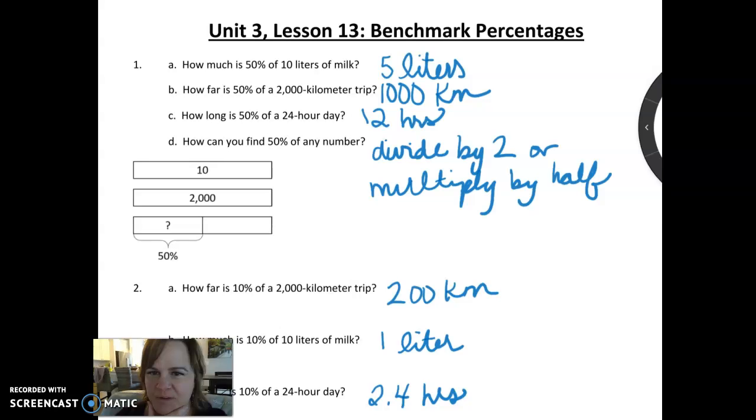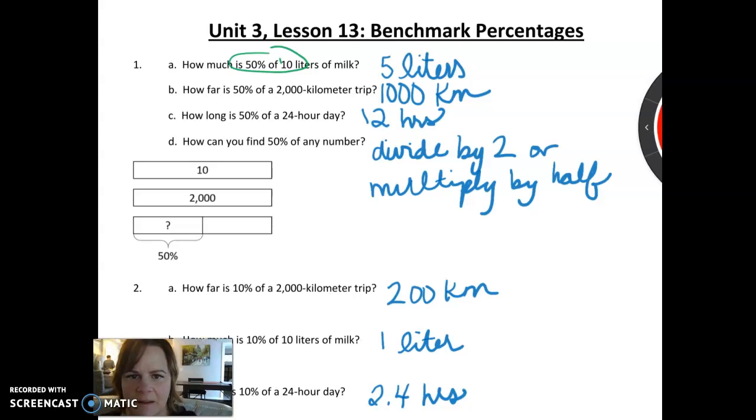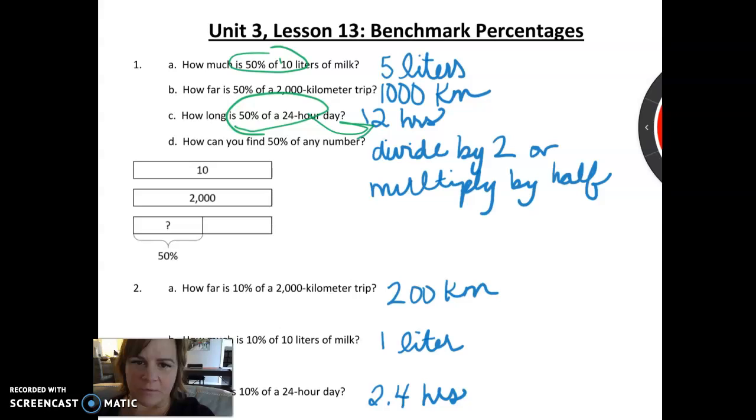How much is 50% of 10 liters of milk? Well, you know that 50% is a half, so we're looking at half of 10. Sorry, my pen's not working. There we go. Half of 10, and that's 5 liters. How far is 50% of a 2,000 kilometer trip? Well, of course, that would be half of 2,000, which would be 1,000. How long is 50% of a 24-hour day? It's going to be half of 24 hours, or 12.